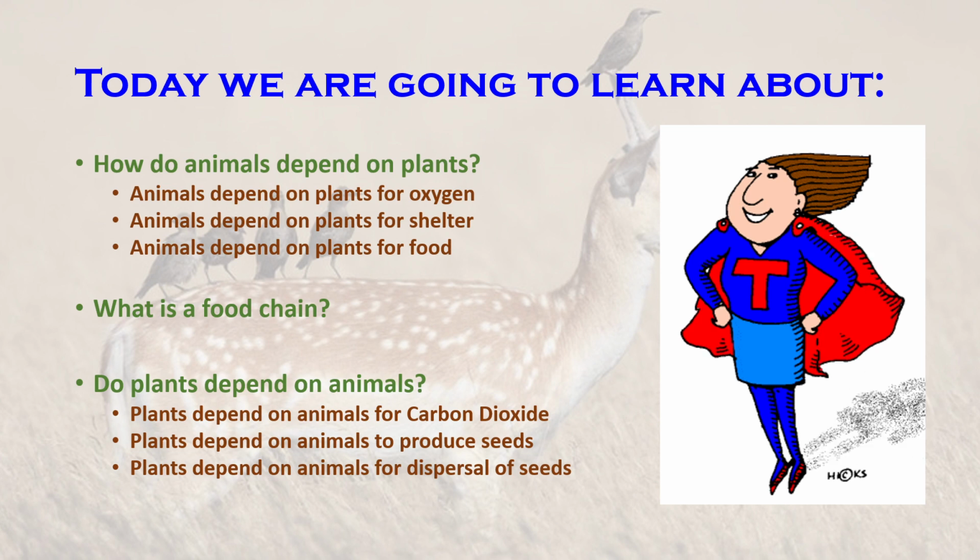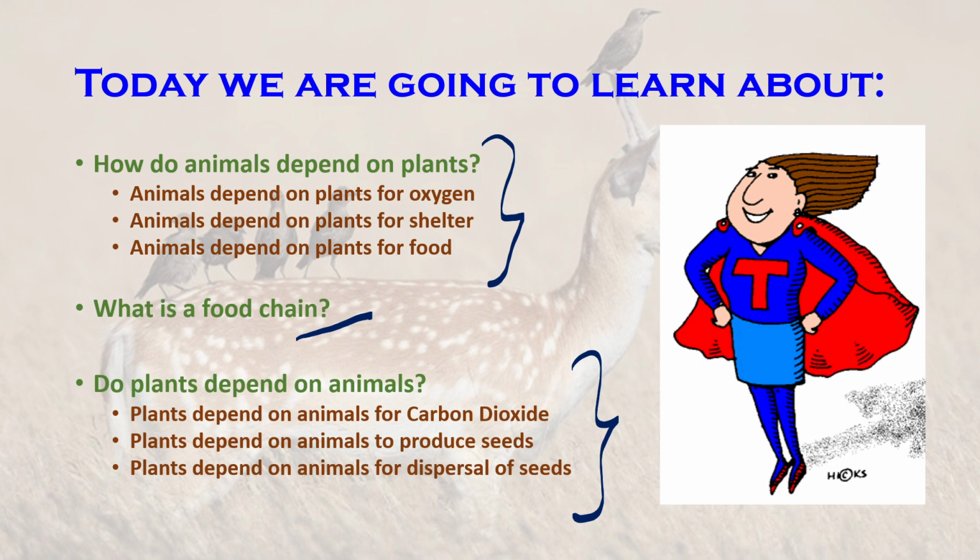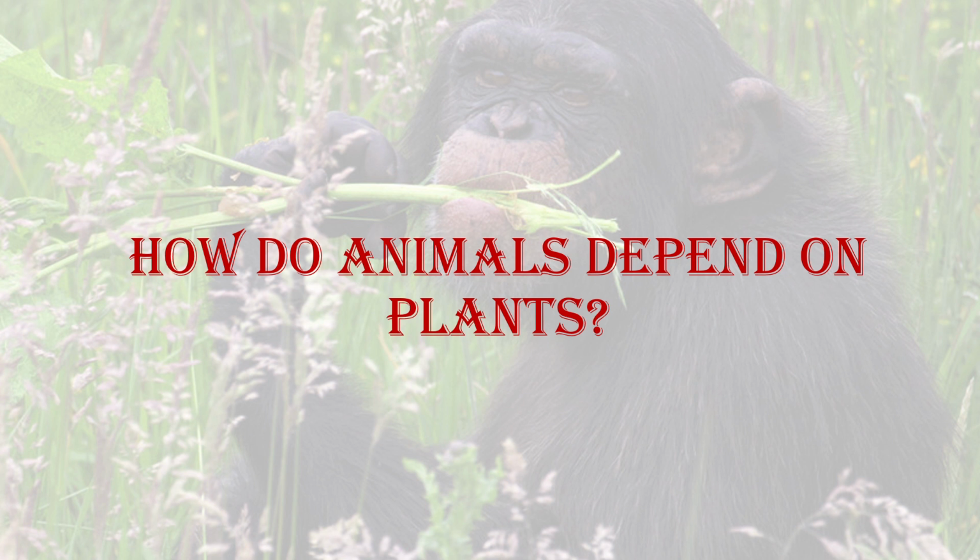So today we are going to learn about how do animals depend on plants, what is a food chain, and how do plants depend on animals. Okay? Our first topic is how do animals depend on plants?